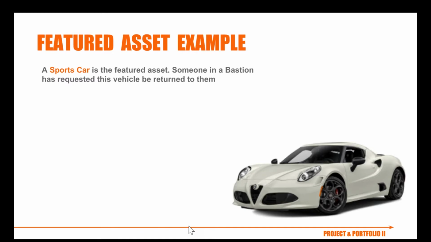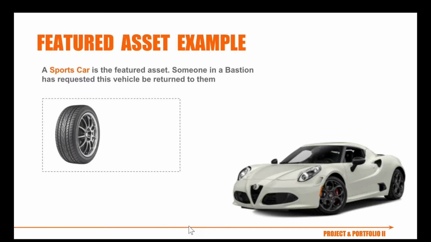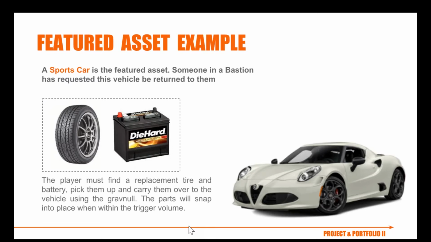to them, right? So the player has to go out, adventure through the level, and find, first of all, where the vehicle is. And then when they find it, they notice that the tire is flat, right? And that the battery is dead, right? They need to go find these two missing pieces. So both of them, they're able to pick up with the Gravnol individually.